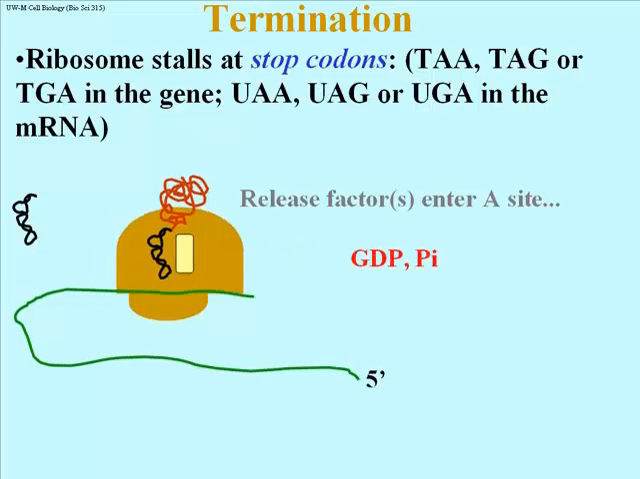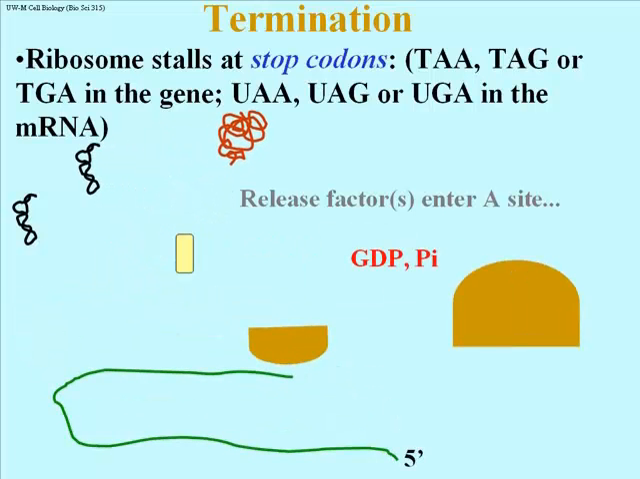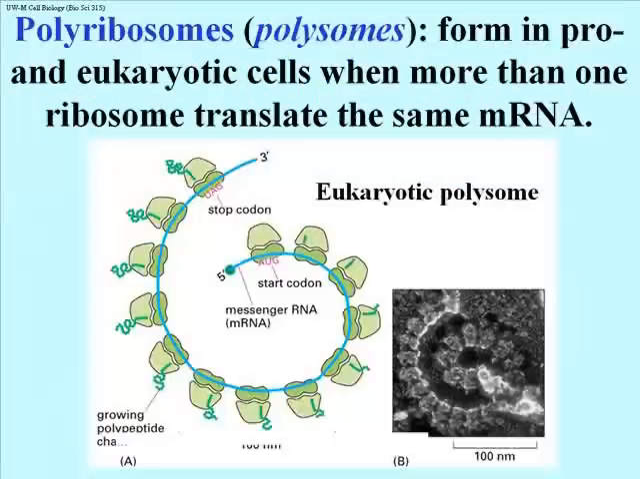and the result of the attachment of the release factor to the complex in the A site via the UAA is to cause GTP to hydrolyze and the whole complex to come apart, releasing the newly synthesized polypeptide and, of course, freeing up the ribosomal subunits and the release factor and the message for further rounds of translation, and of course freeing up also the transfer RNA. So everything comes apart and can be used in new cycles of translation.